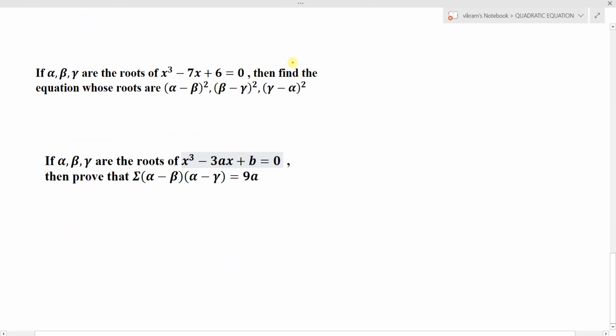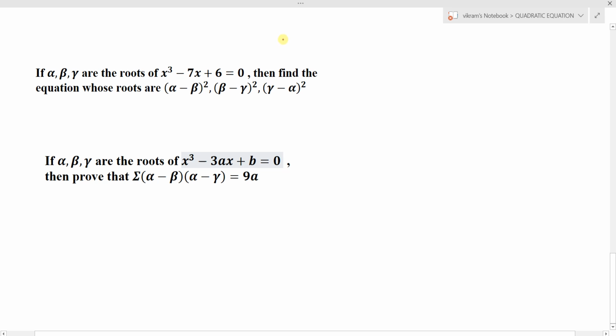So now the next question: alpha, beta, gamma are the roots of x cube minus 7x plus 6 equal to 0. Then find the equation whose roots are alpha minus beta whole square, beta minus gamma whole square, gamma minus alpha whole square. So here, find out the sum of the coefficients.